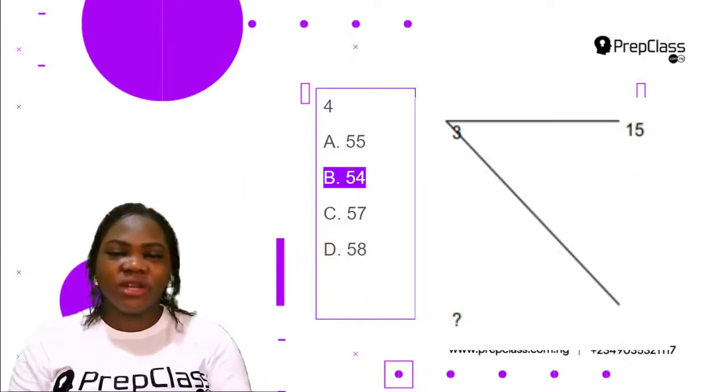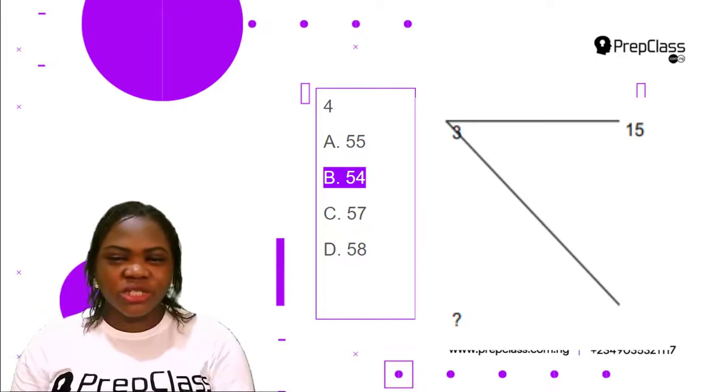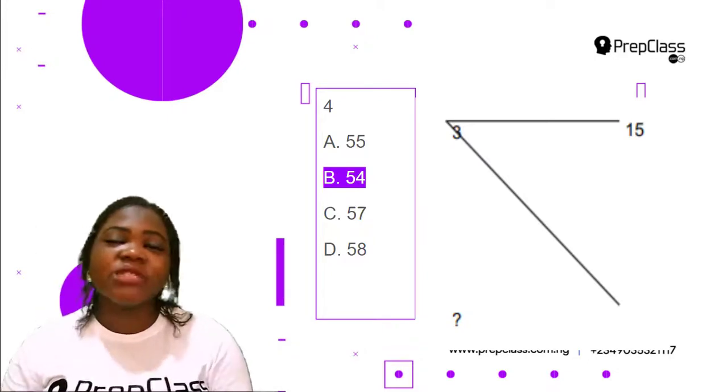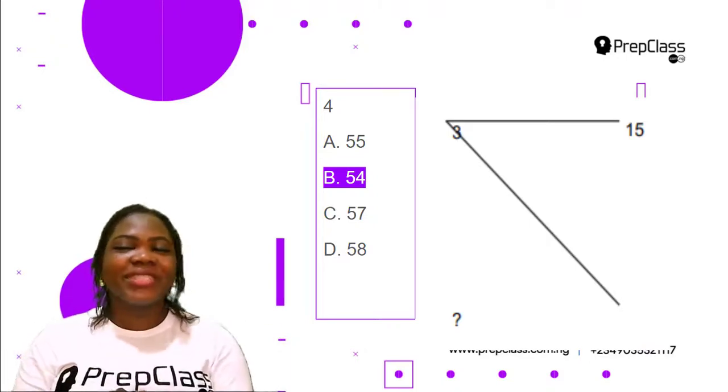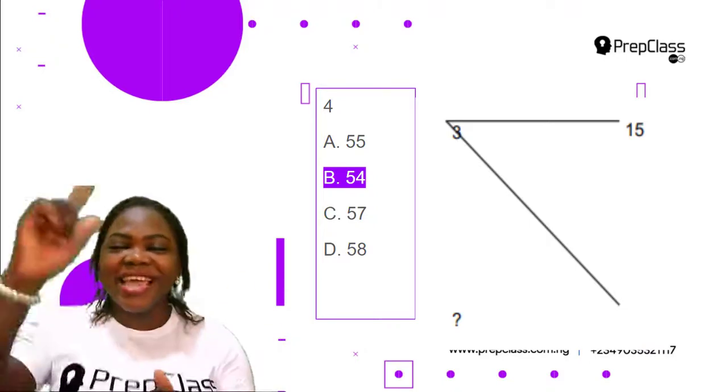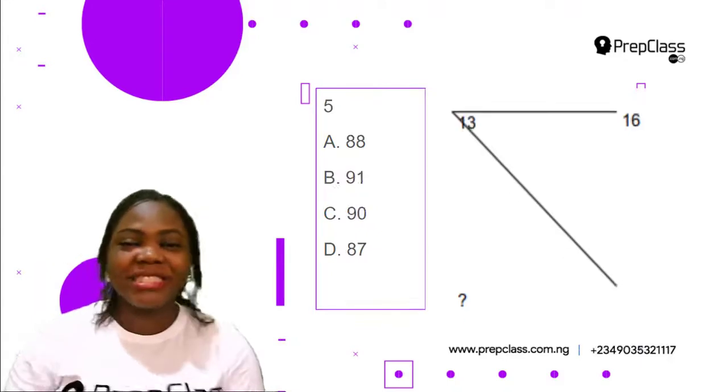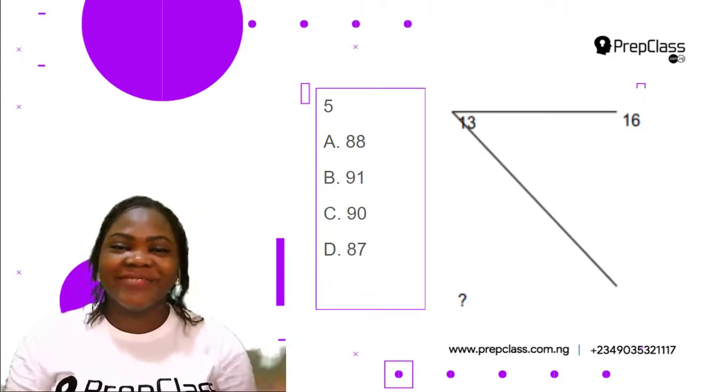Now let's choose the correct option. So which of these options is correct? Remember our answer is 54. So which option is 54? B, of course. So the correct option here is B. Check. You can see that quantitative reasoning is so easy, right?